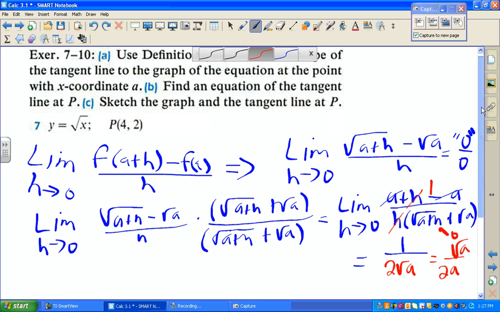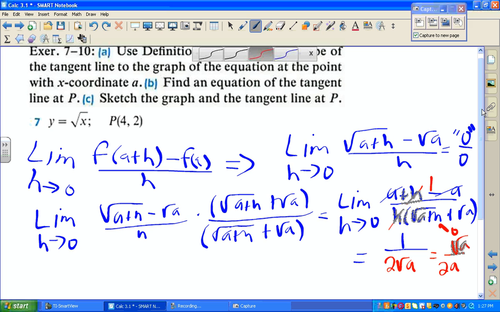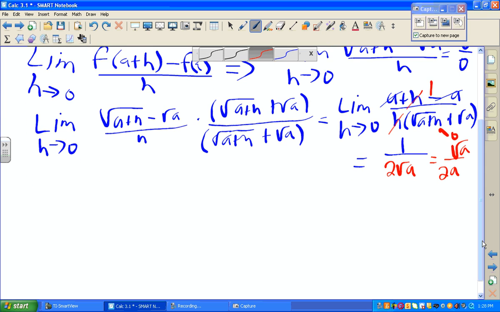Part B. Find the equation of the tangent line at P. Remember, this is A, f of A. If I put in 4, I get out 2. This point is on the graph, which makes it nice. So for part B, find the equation of the tangent line. This gives me the slope of the tangent line is 1 over 2 square root of A. The point is 4, 2.